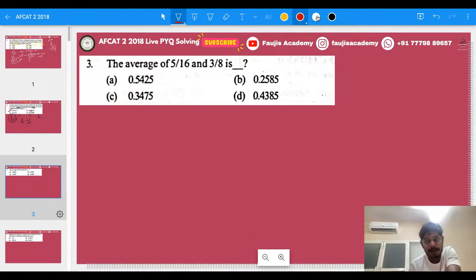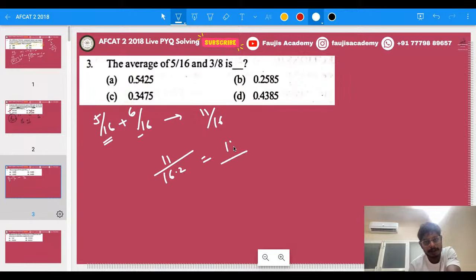The average value of 5 by 16 and 6 by 16. Why have I written 3 by 8 as 6 by 16? We have just multiplied these two so as to get the bases the same. If we add these two, we'll get 11 by 16. Average of it will be 11 by 16 into 2, or 11 by 32.